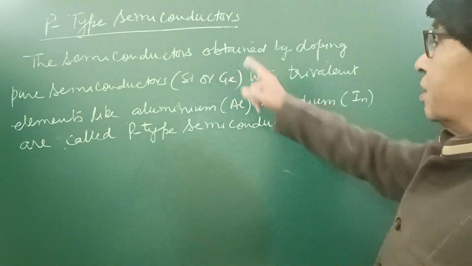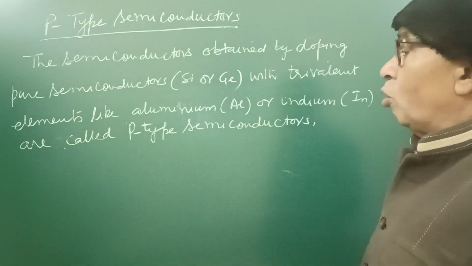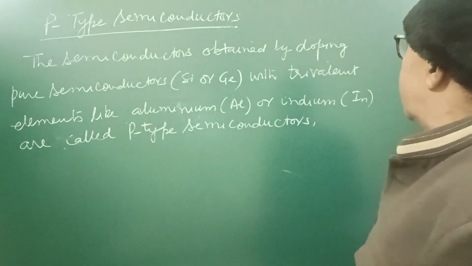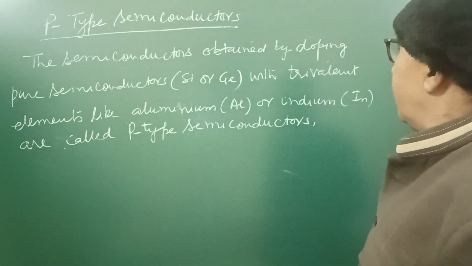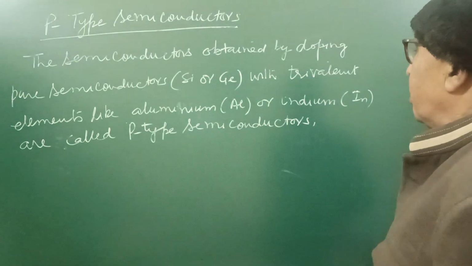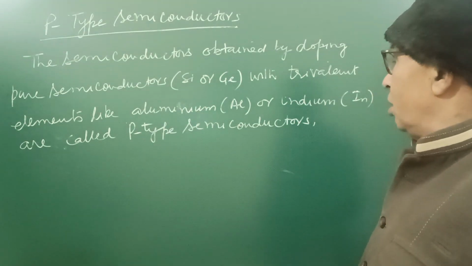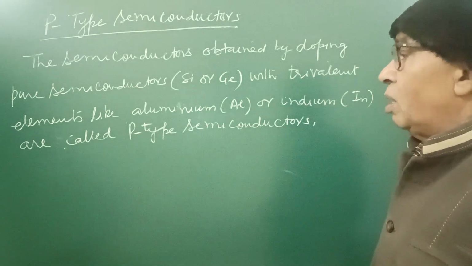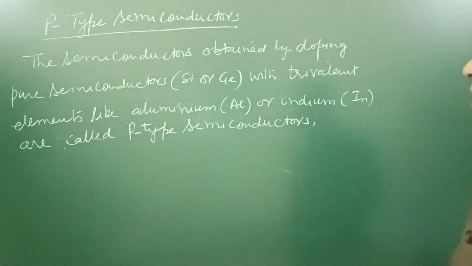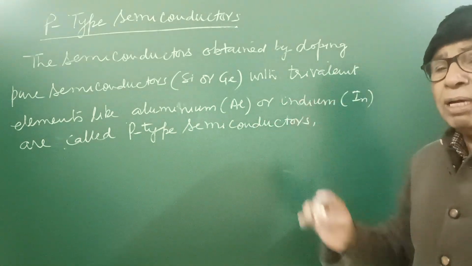The semiconductors obtained by doping a pure semiconductor like silicon or germanium with trivalent elements, like aluminum or indium, are called P-type semiconductors. Actually, people may define it in other ways also.